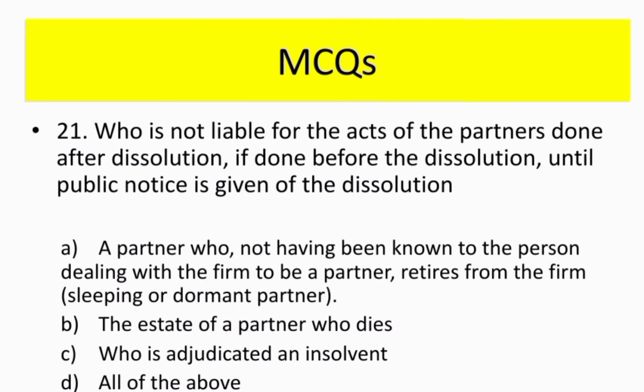Now come to question number 21. Who is not liable for the act of the partners done after dissolution, if done before the dissolution, until public notice is given of the dissolution? So let us see the options. Option A says a partner who has not been known to the person dealing with the firm to be a partner, retired from the firm, sleeping or dormant partner. Option B says the estate of the partner who dies, and option C is who is adjudicated as insolvent, and option D, all of the above.